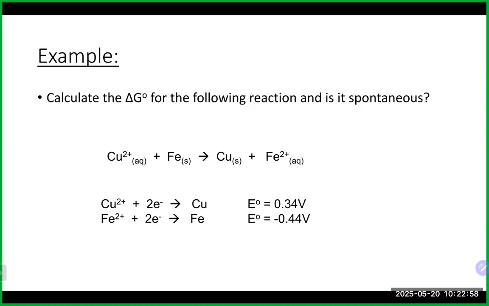All right, so why don't you give it a go here. Calculate the delta G not for this reaction, and is this spontaneous? And again, these are some of your SRP values here on the table.